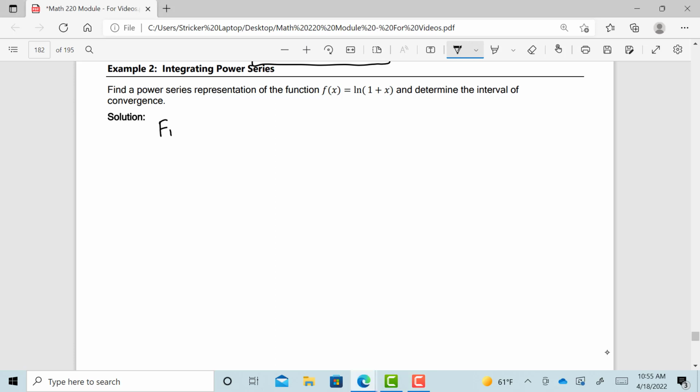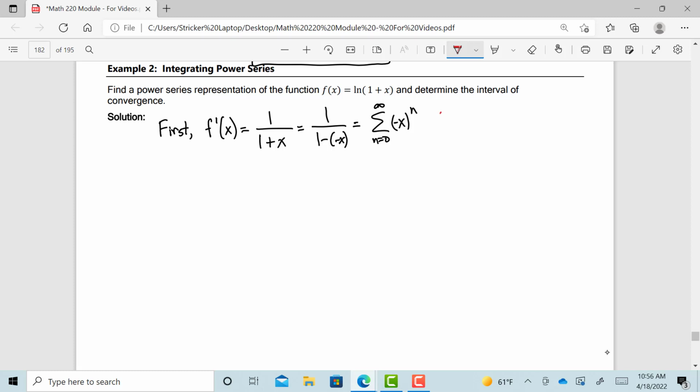So we're first going to note this. First, f prime of x is equal to 1 over 1 plus x, right? And then we can rewrite it to make it look like that sum that we're used to seeing. So we have 1 over 1 minus a negative x, which is the sum of our geometric power series, right? So we have x, well in this case negative x to the n.